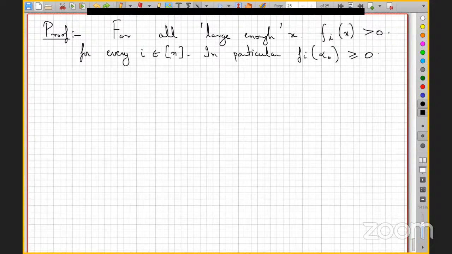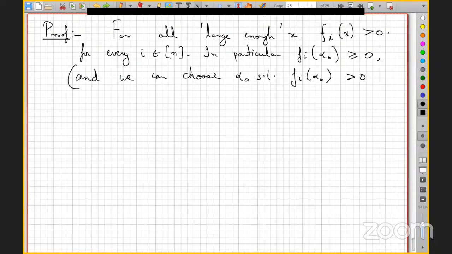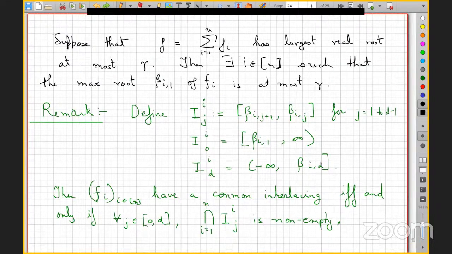And in fact, we can choose alpha 0 such that f_i of alpha 0 is actually strictly positive. Okay, so this is just to note. It's non-trivial, because if not, then you just increase alpha 0. The point is that after the largest root, all these polynomials are strictly positive, because their sign cannot change, and as x goes to infinity, they have to become positive. So alpha 0 has to be at least as much as the largest root of each of them. So you just choose it large enough.